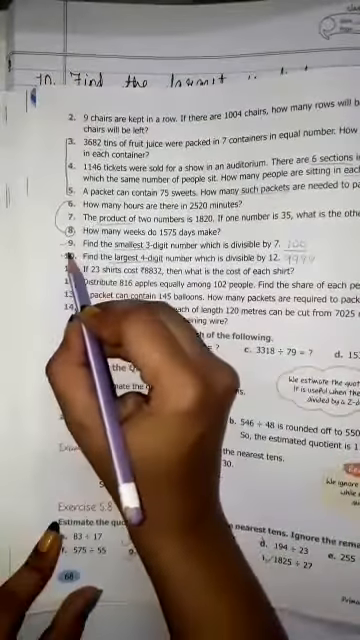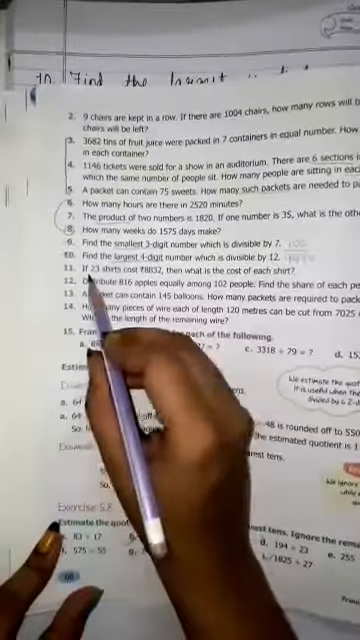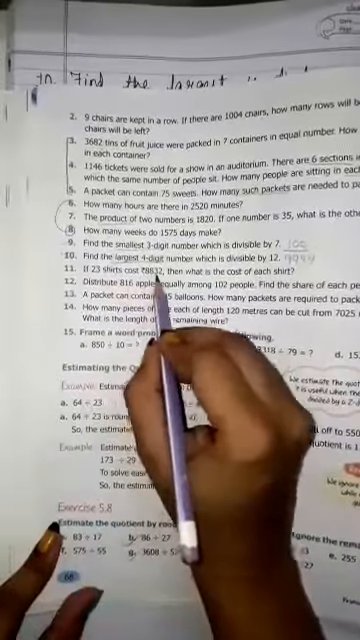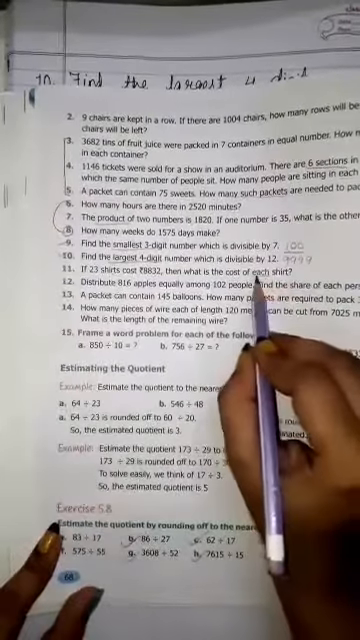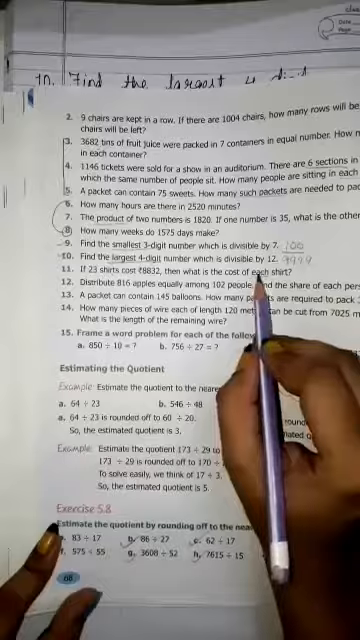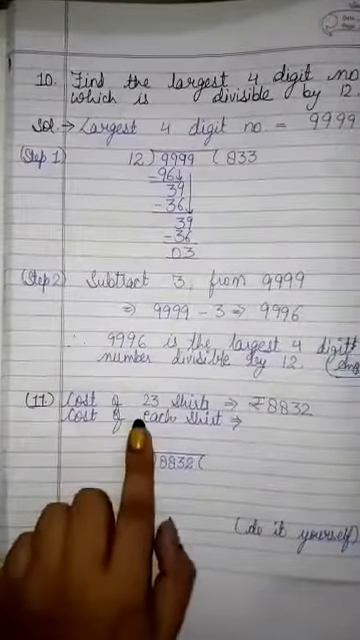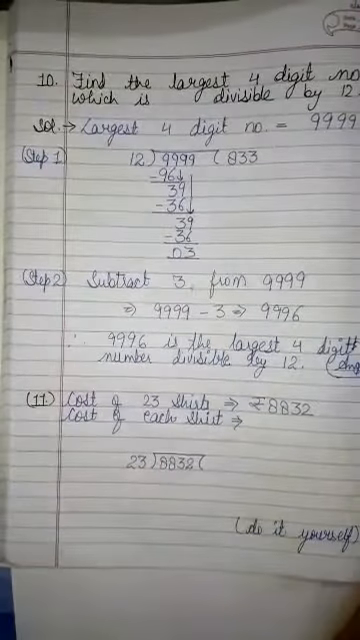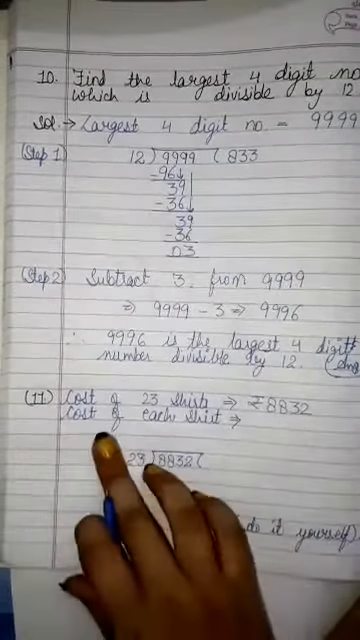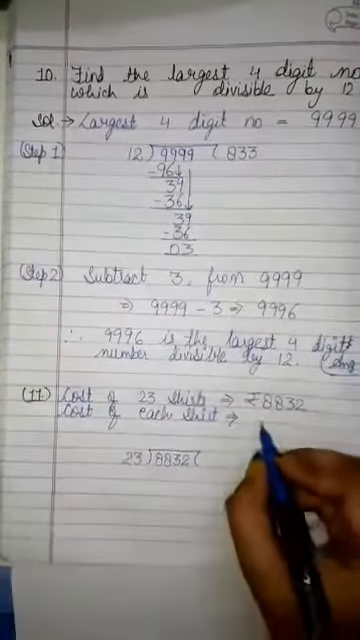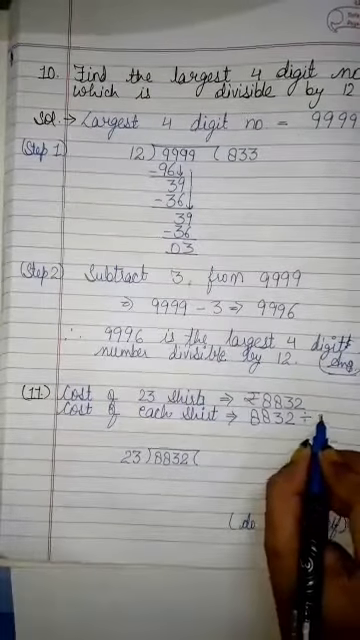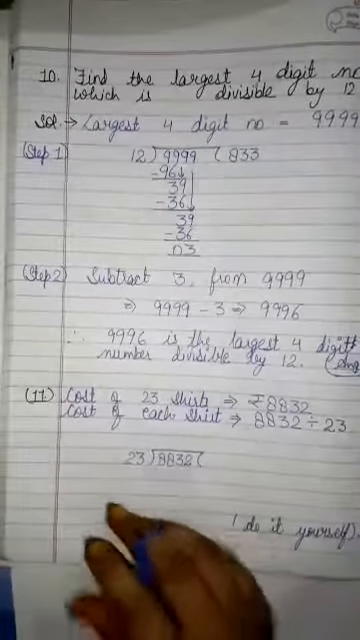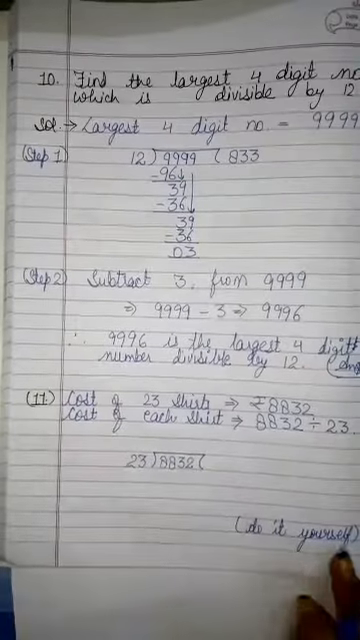Children, question 9 and 10 I have explained. Now see question number 11. If 23 shirts cost rupees this, then what is the cost of each shirt? Already you know, if the cost of one thing is asked, what do we do? We will be dividing it. So you can do, see the solution. Cost of 23 shirts is 8,832. You have to find the cost of each shirt. So what you will do? 8832 will be divided by 23. So you know how to do the division. Now you will do it yourself.